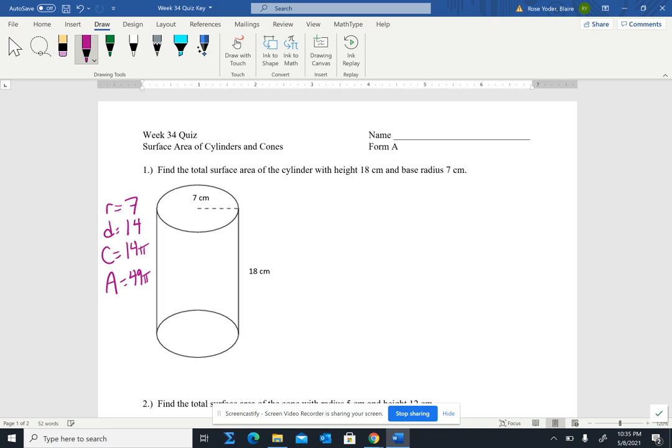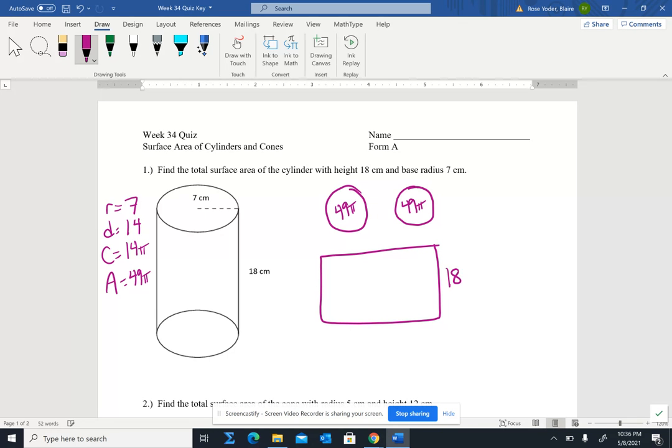49 pi. Okay, where we ran into some trouble was how to do all the faces. So first of all, don't forget that there are 2 circles. One of the really common mistakes was to accidentally just add on 1 circle. That's why I really like drawing the pictures, because then I don't make that mistake. Another mistake that I saw was for the rectangle. It seemed like people used 18 for the height, but not everybody remembered that it's the circumference that you're supposed to use for the base.